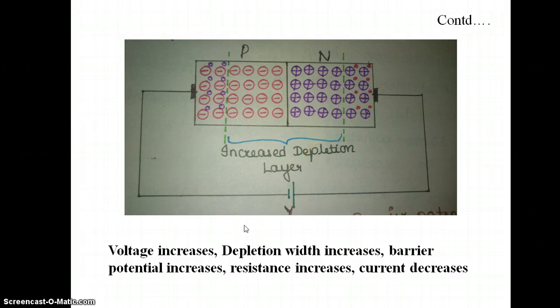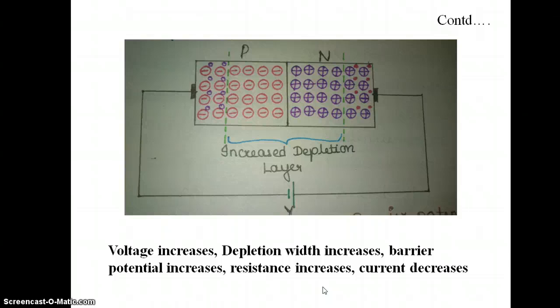So in reverse bias case, your voltage increases, your depletion width increases, barrier potential increases, your resistance value increases, and hence your current value decreases. So in reverse bias case, a small amount of current will flow due to the diffusion of the minority carriers across the junction. This minority carrier current is due to the thermal energy, that is, hole-electron pairs are generated throughout the semiconductor material. So hence the current is produced. That current is known as reverse saturation current.